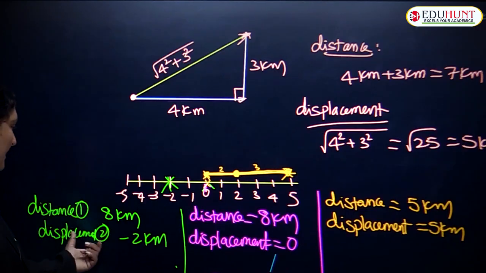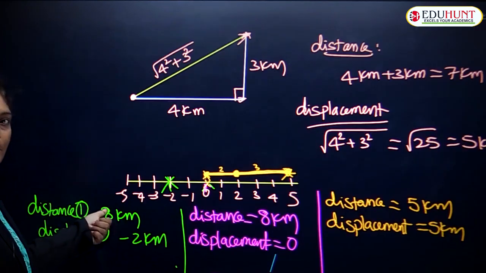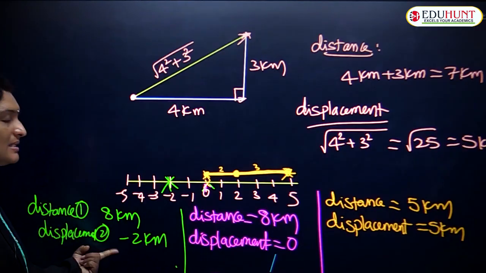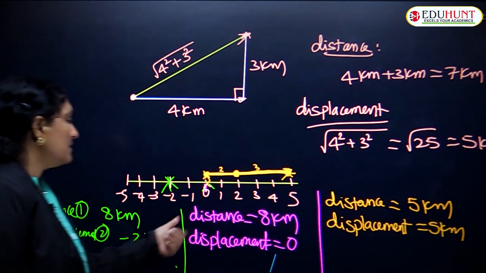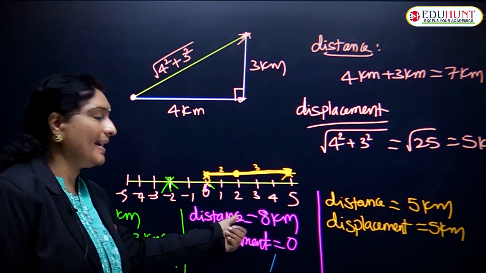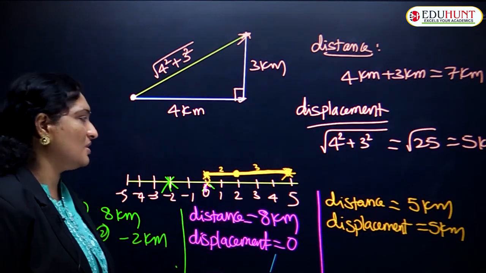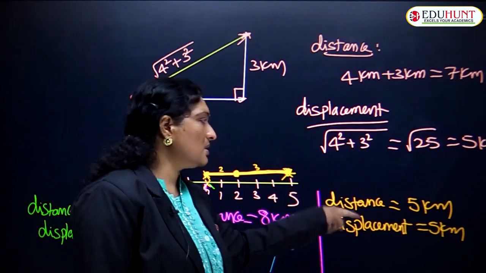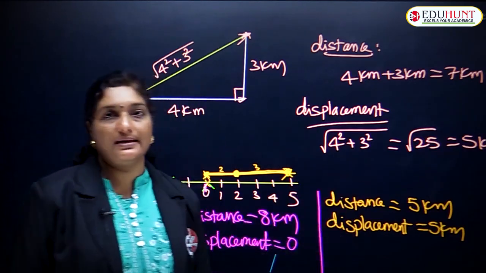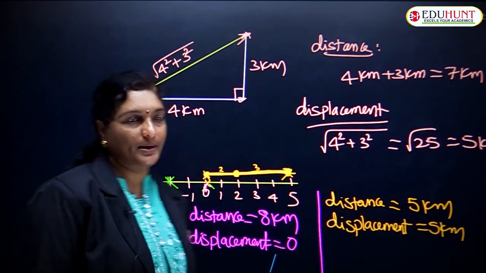So, 3 different models I have explained to you. In the first case, the distance was 8 kilometers whereas displacement is minus 2 kilometers. Second case, distance is 8 kilometers and displacement was 0. Third case, distance was 5 kilometers and displacement is also 5 kilometers.